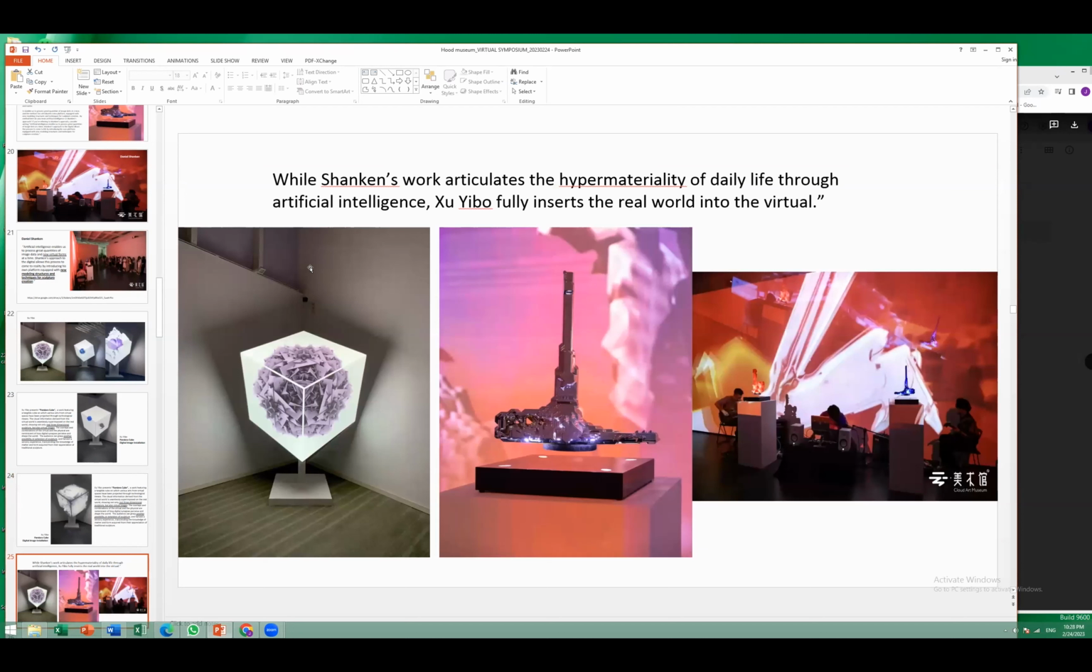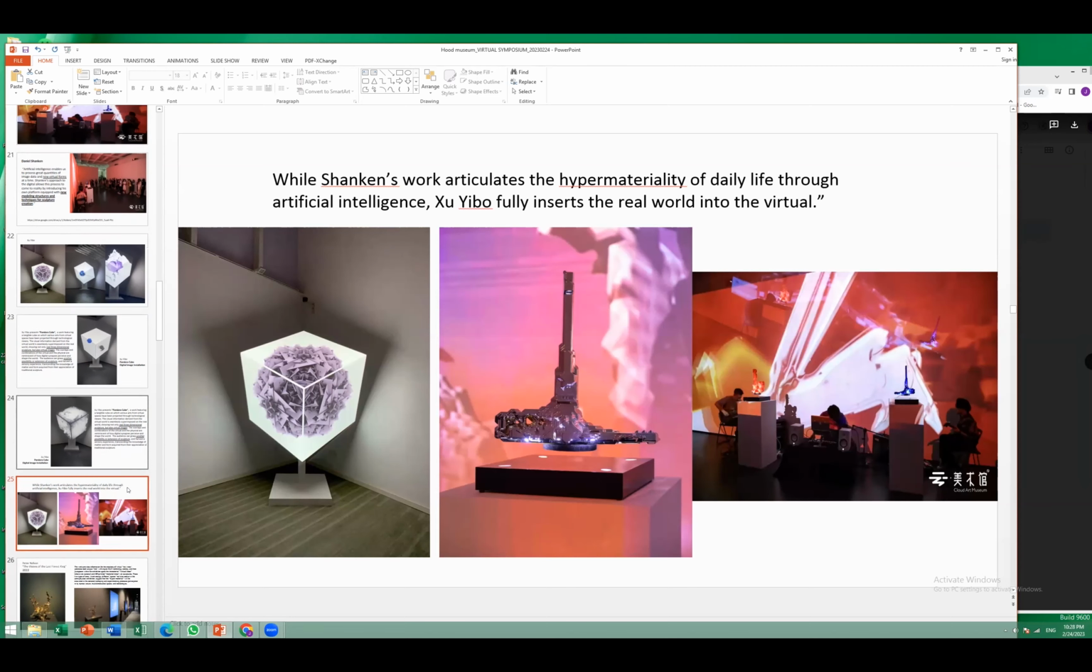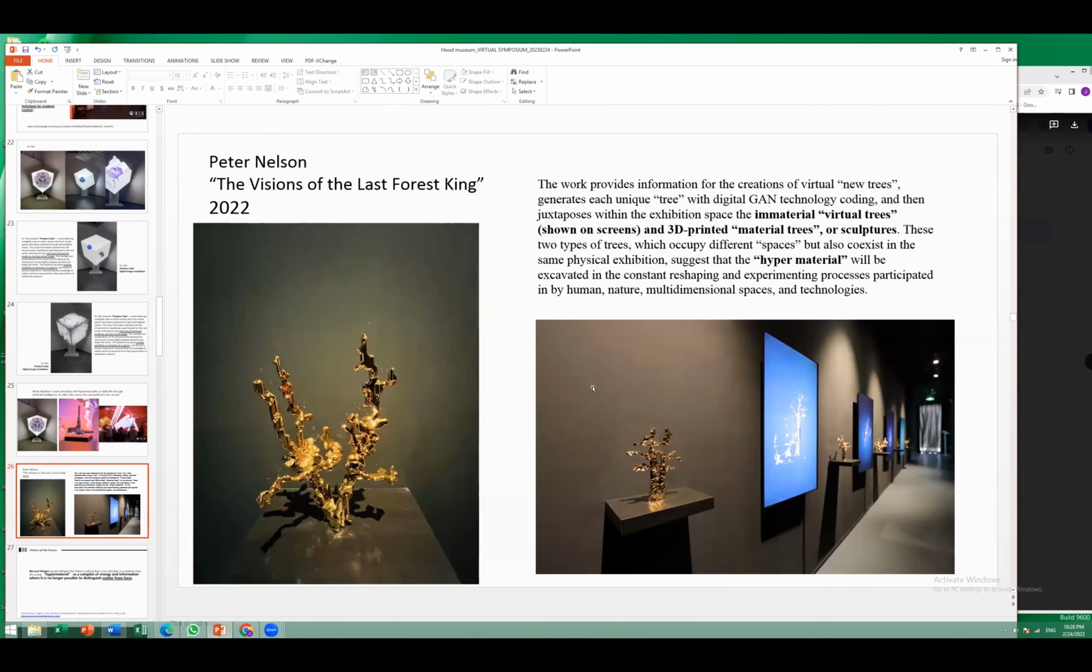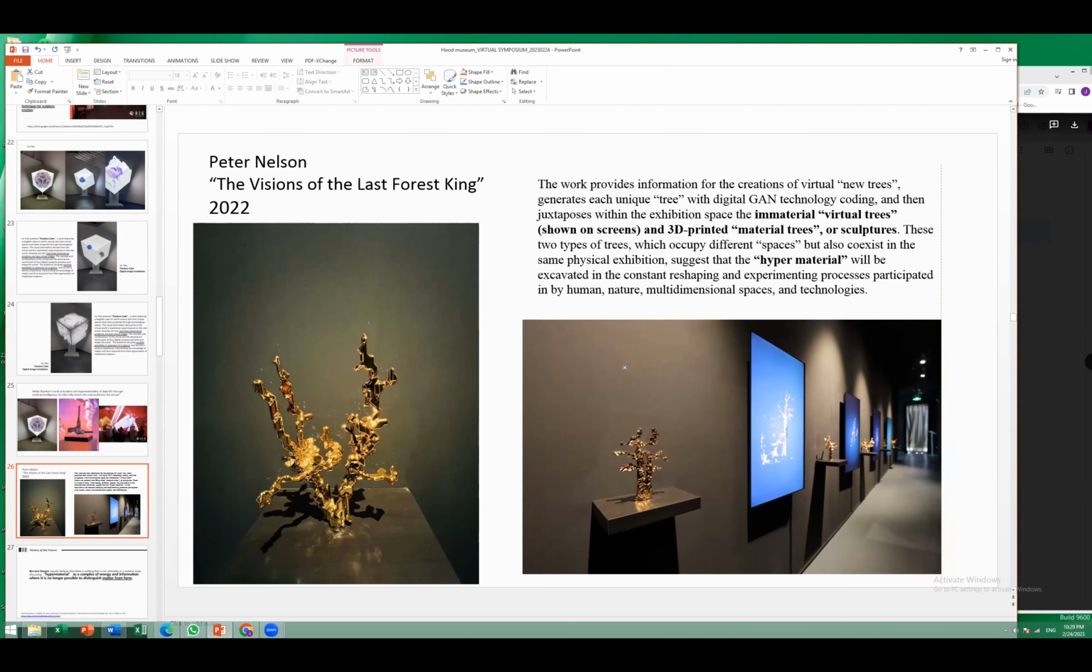So the two artworks that I demonstrated also show that Daniel Shankin's work articulates the hypermateriality of daily life through artificial intelligence. But at the same time, Xu Yibo, the left one, inserts the real world into the virtual. So that's some statements I would like to tell you. So that is the last example that I would like to talk about. Within this museum exhibition, we have over 13 artworks, but today I will just show three of them.